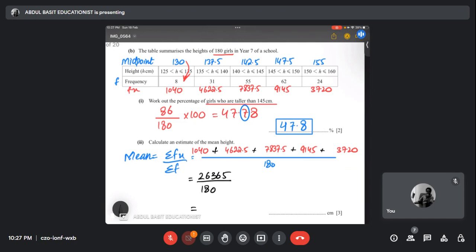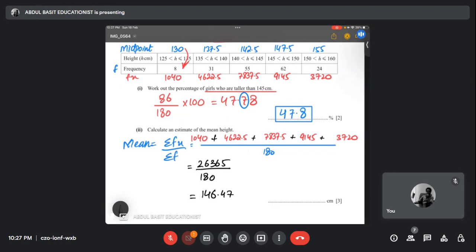26365 divided by 180. I got 146.4, 146.47. Very good. So it's 146.47. I'm going to show it to the examiner here, but still I'm going to write 146, to three significant figures. This is my final answer, but I'm giving the answer to three significant figures.